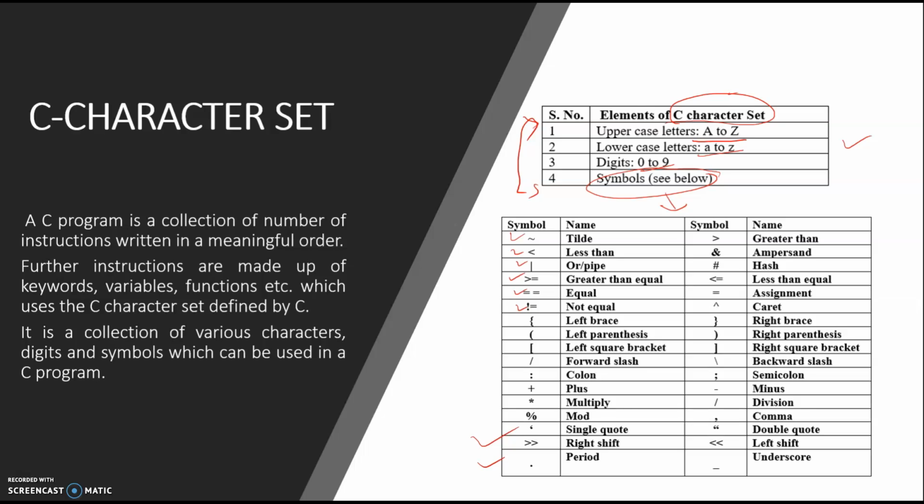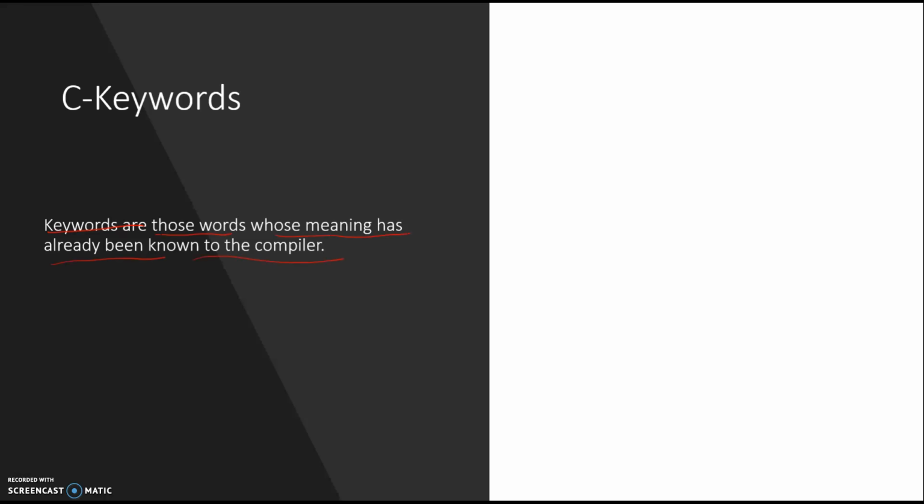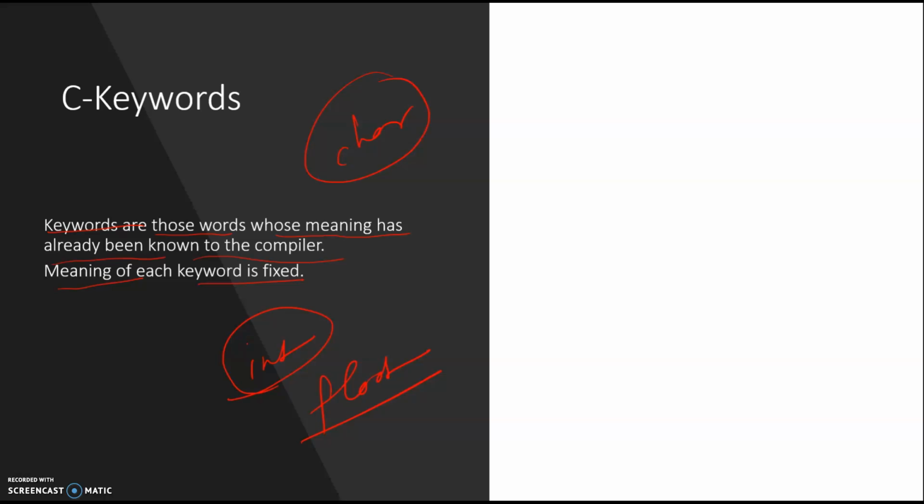Next we will discuss C keywords. Keywords are reserved words, and we use several keywords in the C programming language. Keywords are those words whose meaning is already known to the compiler, and they are reserved. The meaning of each keyword is fixed, so you cannot change the meaning of C keywords. Like int denotes integer. If you use float, it will represent a floating number. If you use char, it will represent a character. The meaning of these keywords is fixed, you cannot change it.